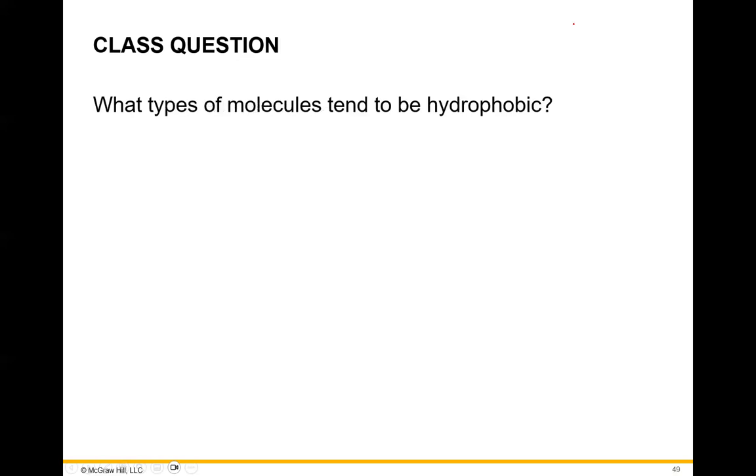What types of molecules tend to be hydrophobic? Non-polar molecules. That's what I'm looking for, okay? Or you could think, if you thought lipids, that's fine too, because they are non-polar, right? Okay, makes sense? Good. Any questions before we go to the lab?